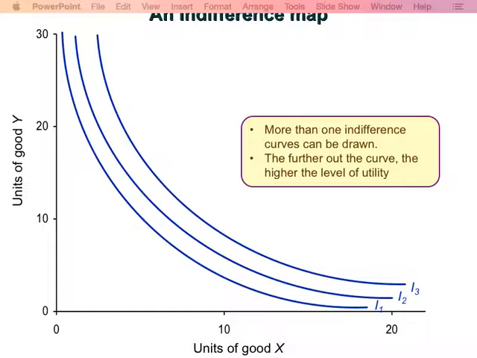So let's do this. Let's see if I can get the. This is I1, I2, and you have oranges.